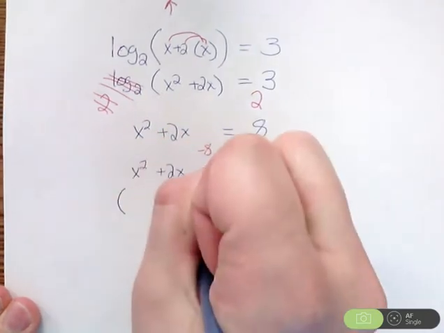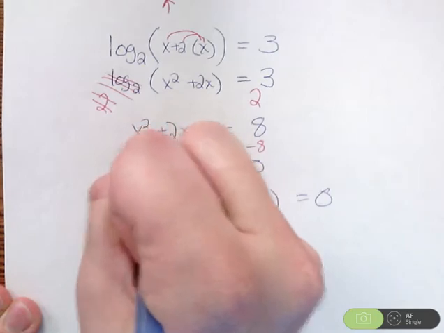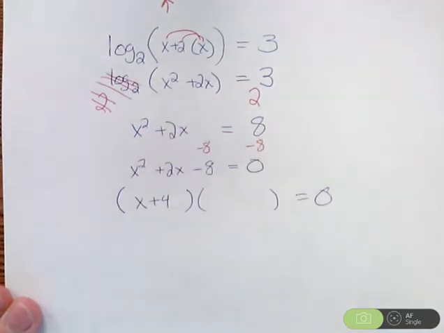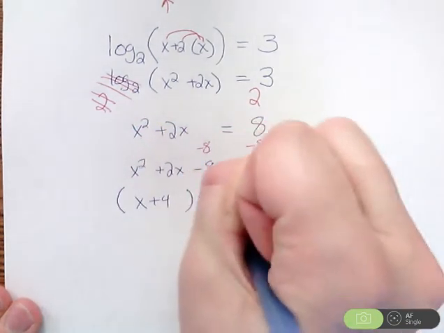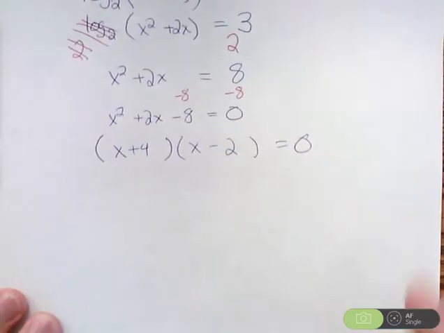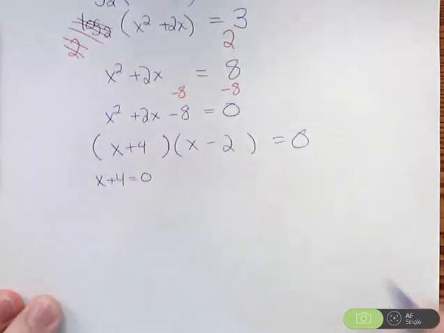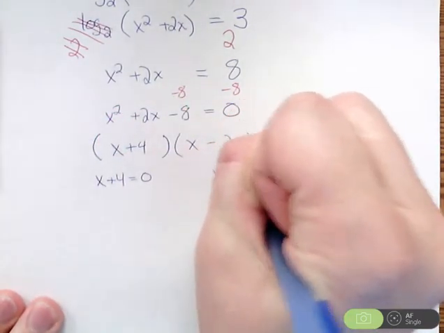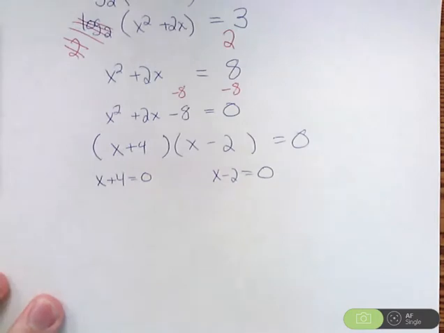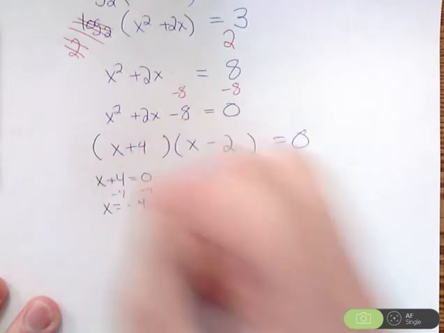Those two numbers hopefully don't take long to think about. It's going to be x plus 4 is one of my factors, so positive 4 is one of my numbers, and negative 2 is my other number. So x plus 4 and x minus 2 is equal to 0. So I have it factored. The only thing left to do is set each of the factors equal to 0 and solve. So x plus 4 is equal to 0 and x minus 2 is equal to 0. So solving the left one, I get x is negative 4, and of course that's by subtracting 4 from both sides.